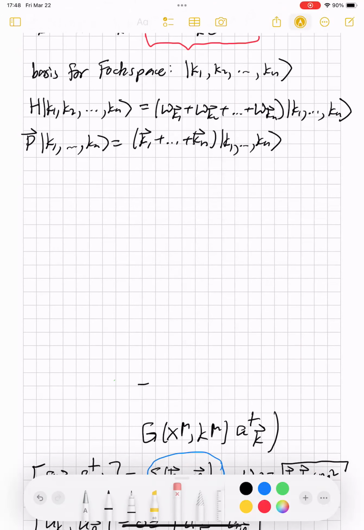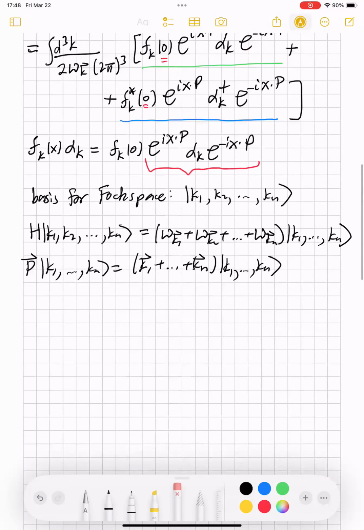You get a complete basis when you consider states for all possible values of n. So no particles, one particle, carrying on up to an infinite number of particles. And the momenta and energies are allowed to range freely. That gives you then a basis for Fock space.